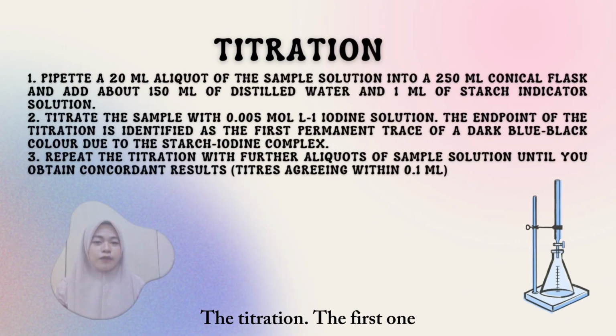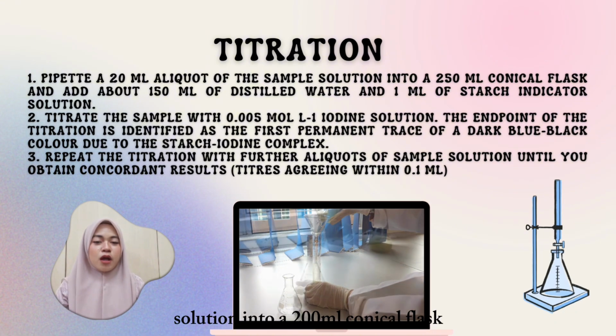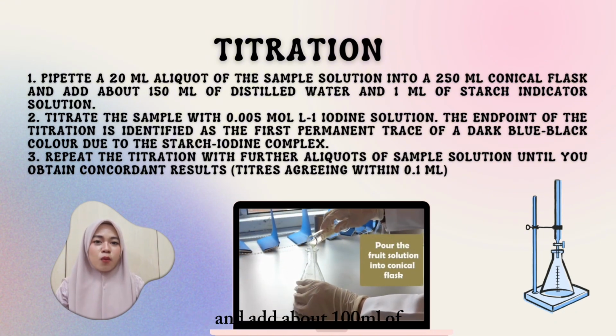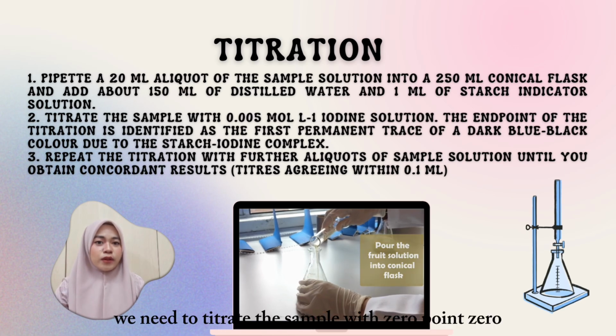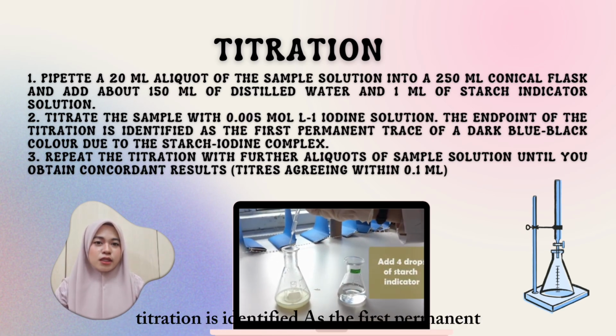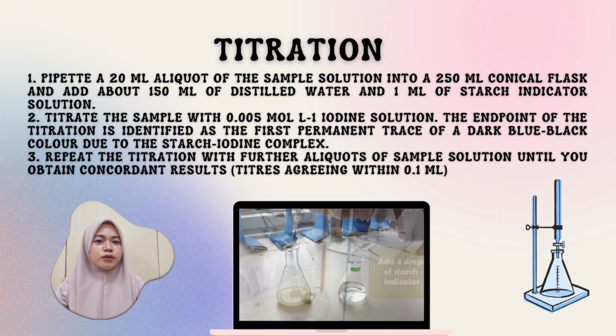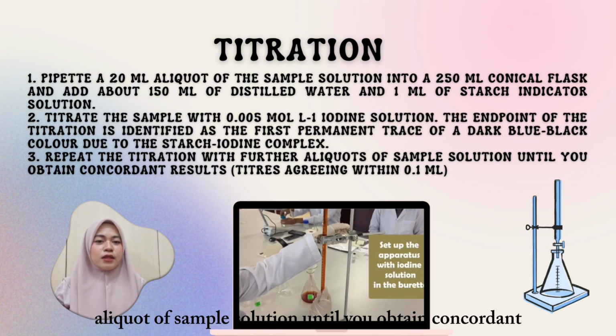The titration. The first one, we need to pipette an aliquot of the sample solution into a 200 ml conical flask and add about 100 ml of distilled water and 1 ml of starch indicator solution. Second one, we need to titrate the sample with 0.005 mole iodine solution. The endpoint of the titration is identified as the first permanent trace of dark blue color due to the starch iodine complex. So the third one, we need to repeat the titration with further aliquots of sample solution until you obtain concordant results.